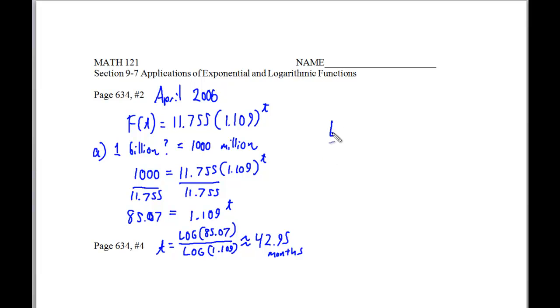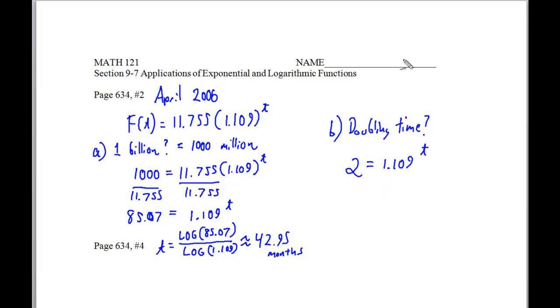Now part B of this question asks about the doubling time, or when Facebook would double its population according to this growth rate. When we have a doubling time problem, the answer to our problem is 2. So we plug 2 into f of t, and we ignore the start, because the start has nothing to do with how fast something is growing.